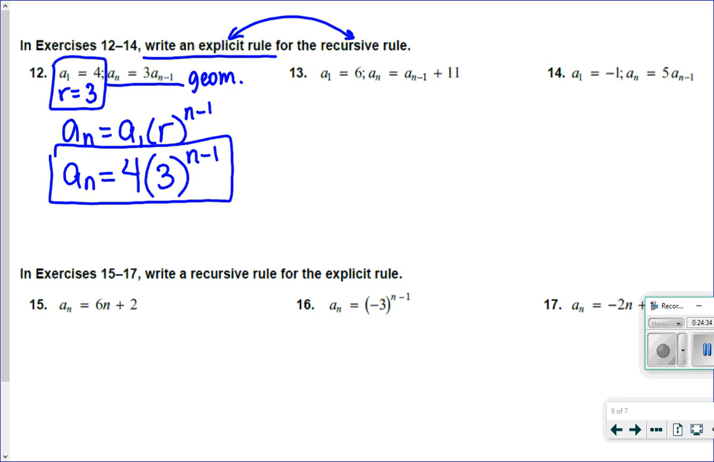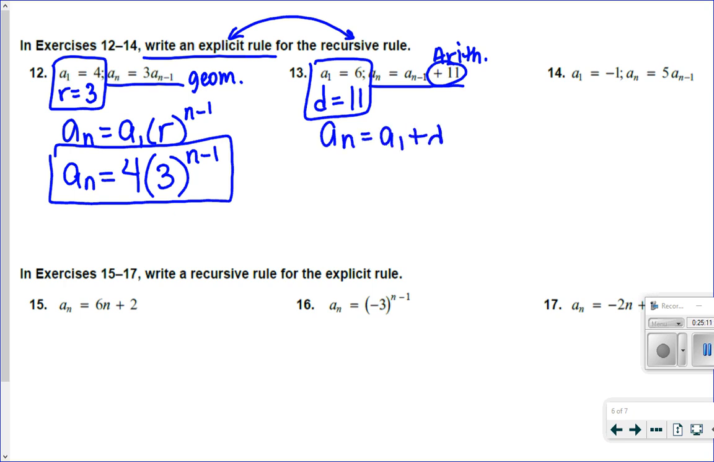So let's try it on number 13. First of all, look at that recursive and determine if it's arithmetic or geometric. If they're telling me here in that recursive that every new value is equal to the previous one plus 11, that tells me that this is arithmetic. And that tells me that I need the first term and the common difference. Well, the common difference is looking at me right there. It's 11.